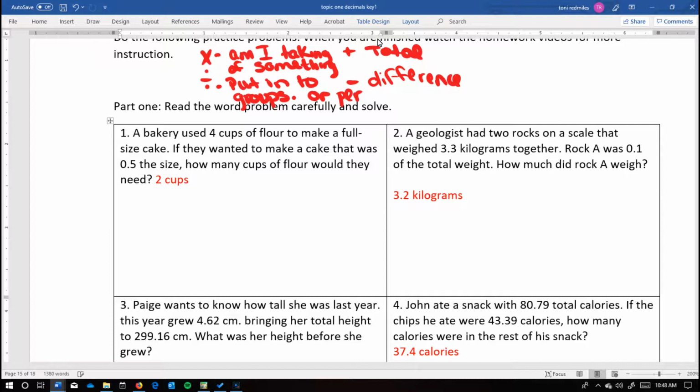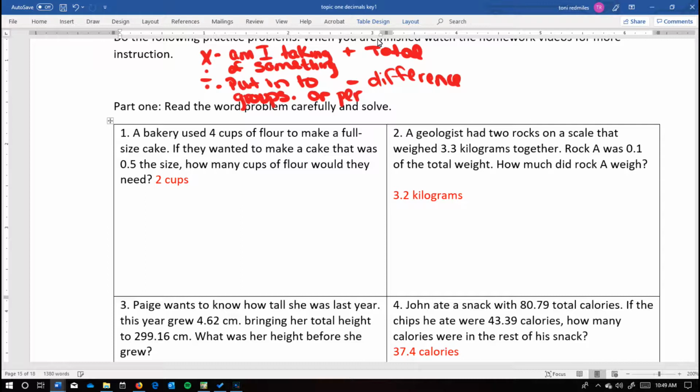A baker used 4 cups of flour to make a full-size cake. If they wanted to make a cake that was 0.5 the size, how many cups of flour would they need? Well, I'm not trying to find the total, right? I'm not trying to find a total of a list of things. I'm not trying to find the difference in anything. I'm not trying to put anything into groups, though you could look at this as that, because what we are doing is trying to find 0.5 of the 4 cups in the recipe. What would 0.5 of it be?